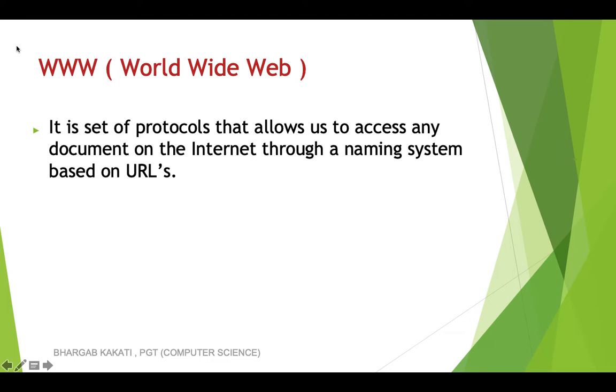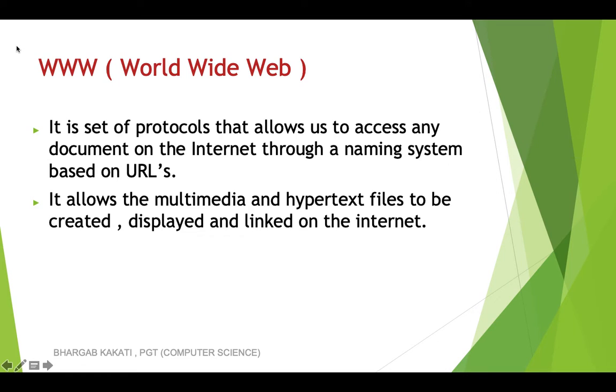Now, how will you access a document on the internet? For accessing a document on the internet, you have to know about a thing known as URLs. So with the help of URLs, we can access any document on the internet. And who helps you in accessing these documents? World Wide Web will help you.